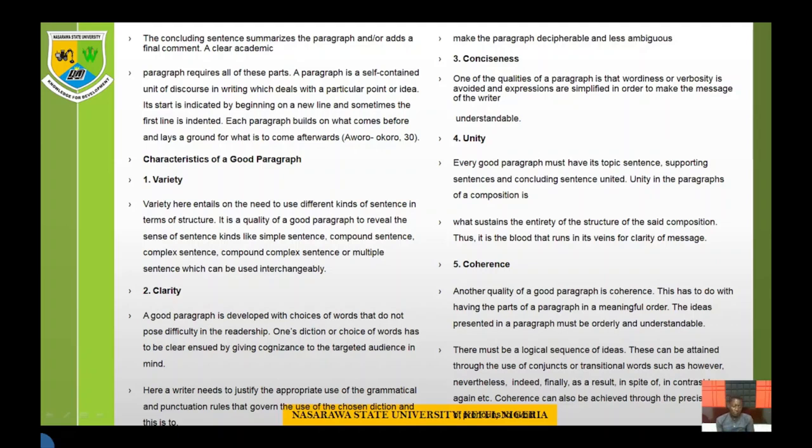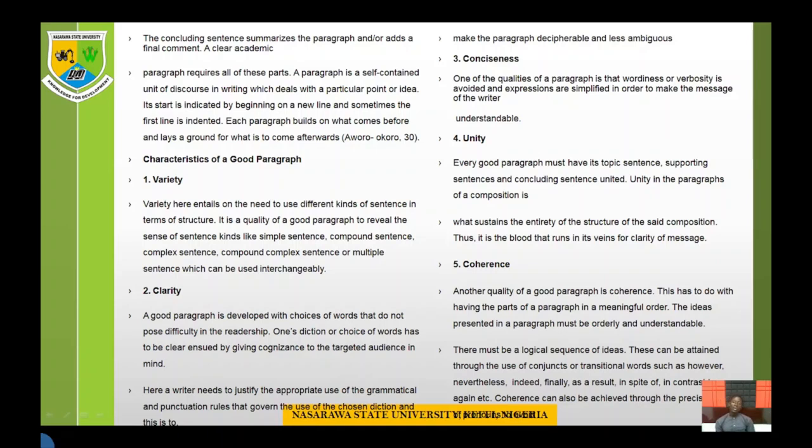So diction is where we see clarity of your writing, and by diction we mean choices of words. So they have to be clear so that the target audience does not have any difficulty. So here a writer needs to justify appropriate use of grammatical and punctuation rules that govern the use of the chosen diction, and this is to make the paragraph decipherable and less ambiguous. So this is very simple. Punctuate well, because punctuation that is well done brings about clarity of your writing.